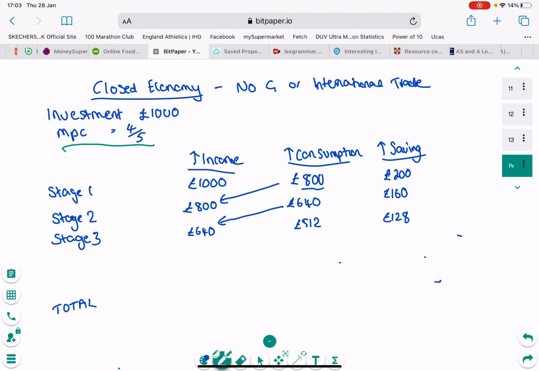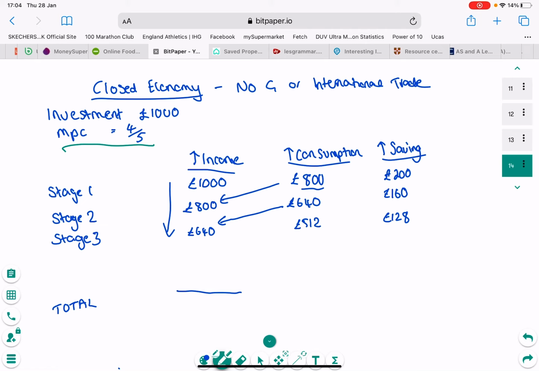And what's going to happen is that income is going to get gradually lower and it's going to tend towards zero. The same with consumption and saving. So what I will do next, rather than asking anybody to work that out until we get to zero, I'll tell you what the answer is, and then we'll work backwards to get to the value of the multiplier.